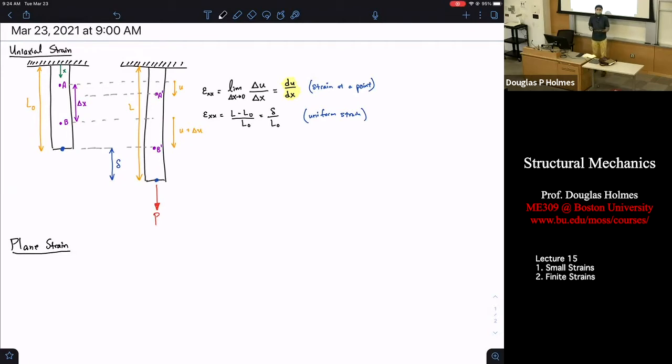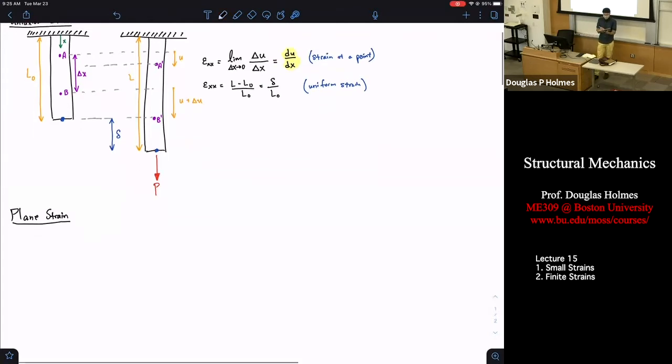I don't think any of this is particularly new. If you took mechanics of materials with Professor Barboni, there's a high likelihood you might have already seen this definition for strain. If not, it's not too much of a leap to go from here to here. And so hopefully that's fine. We're gonna march forward into 2D strain and see if that changes things.